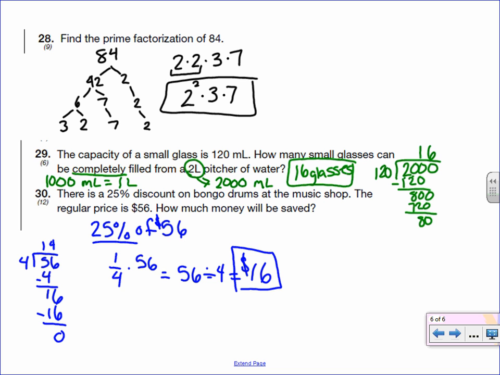The other way that you could do this is to find out what 10% of 56 is, because 25% is 2 times 10% plus half of 10%.